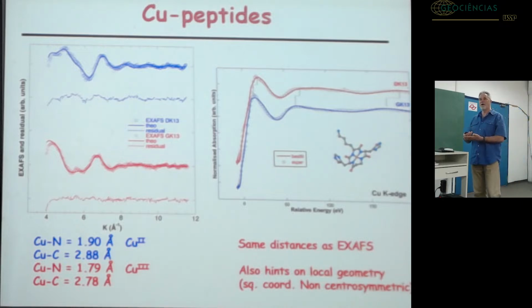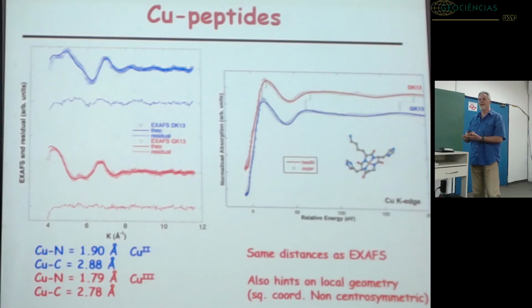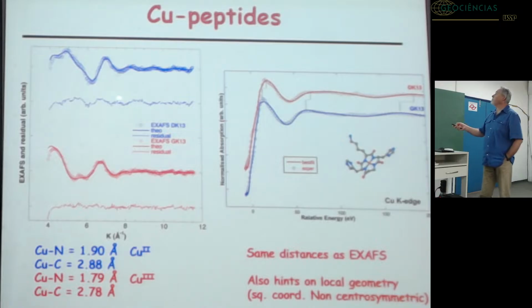Peptides have another problem with respect to minerals. They tend to decompose under the beam. So we have first to study how long they resist, because they can be decomposed, and collect 30 or 50 short spectra, average them to get a decent spectrum.